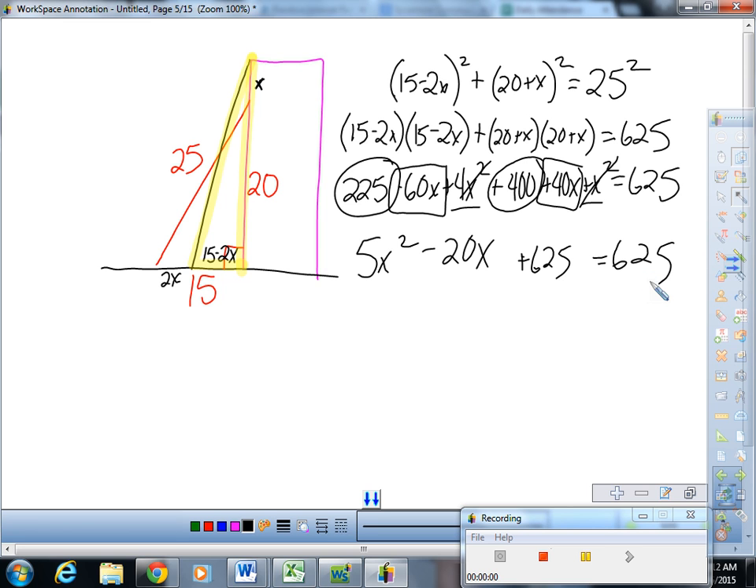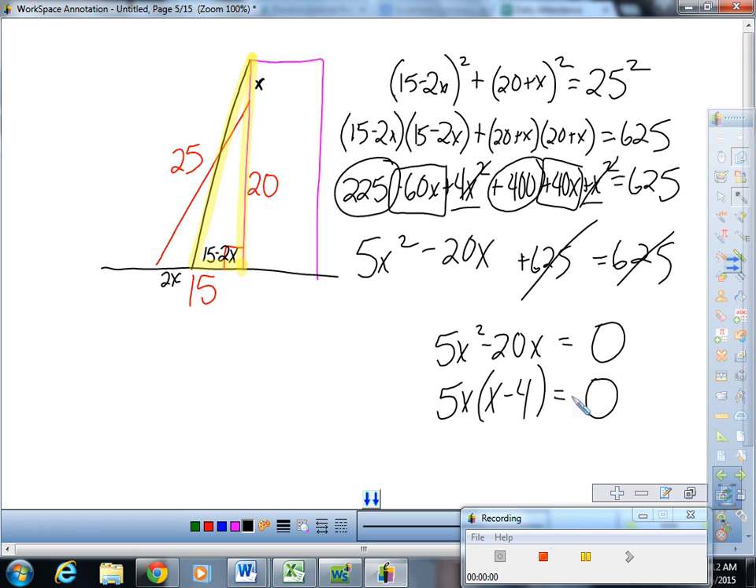Nice. Once again, I'm pumped. Why? Because I don't have to do the quadratic formula. Can I factor this? I just can't factor it in my traditional method. But what does each term contain? So x equals 0 or what? Can x equal 0 in this problem? It cannot.